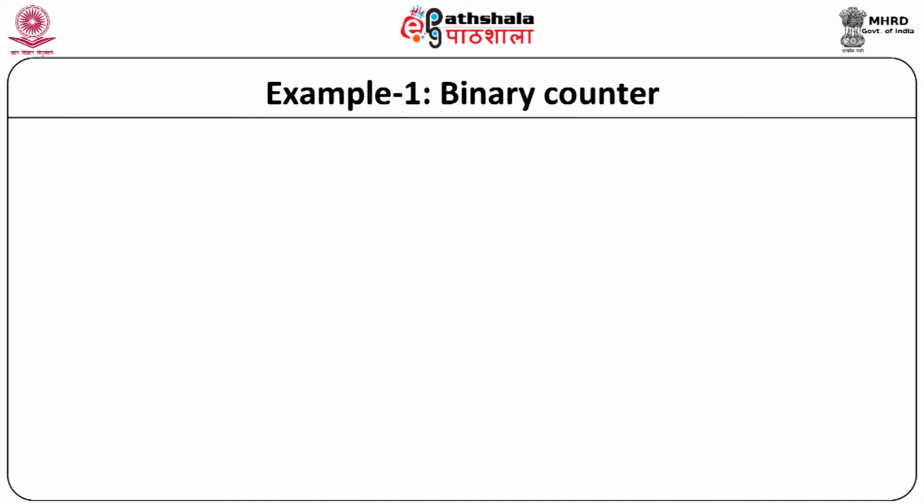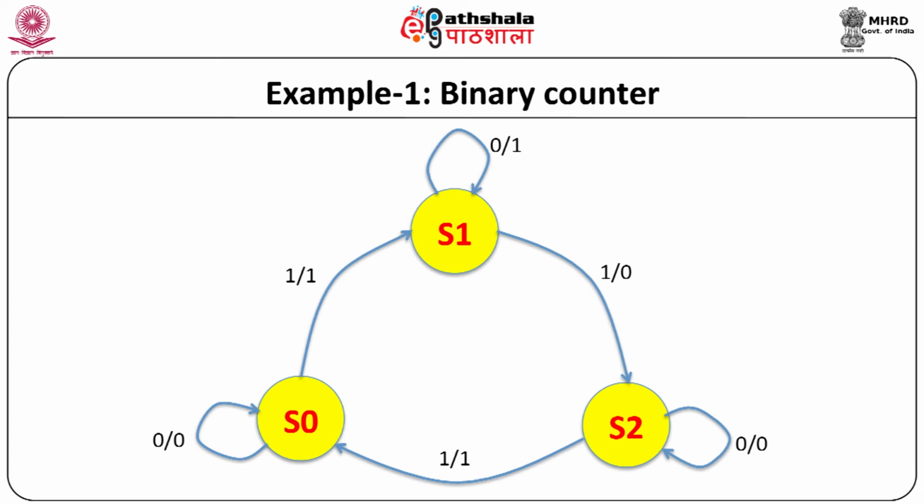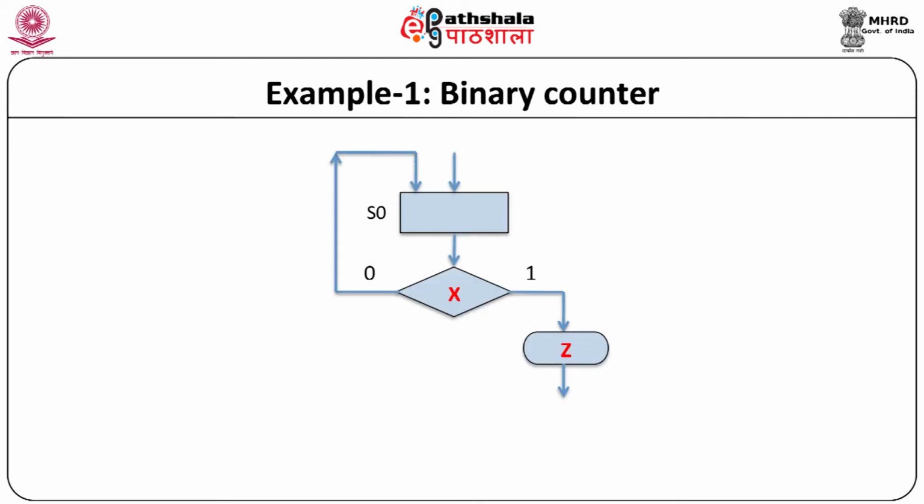Let us consider the first example of binary counter. Convert the state diagram of binary counter into ASM chart. In the given state diagram, there are 3 states with 3 self transitions and 3 state transitions. Such state diagram can be implemented by 3 ASM blocks. Each ASM block consists of state box, decision box and conditional output. Each ASM block begins with this state box.